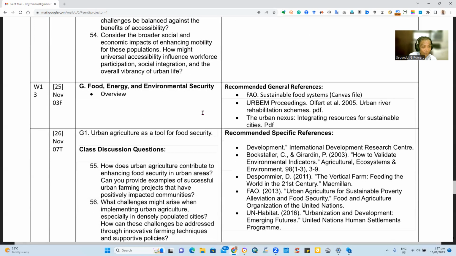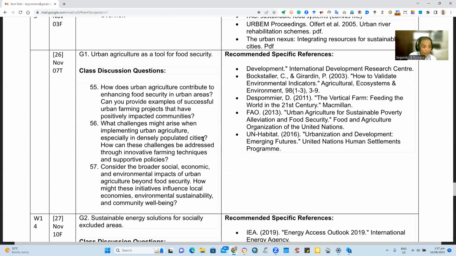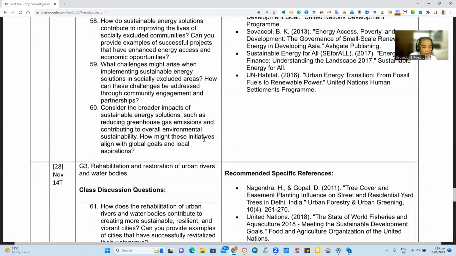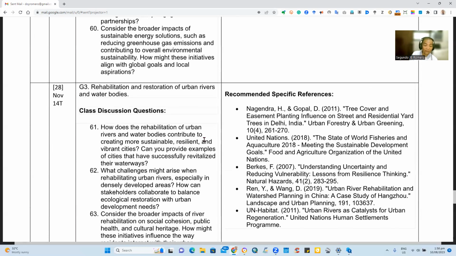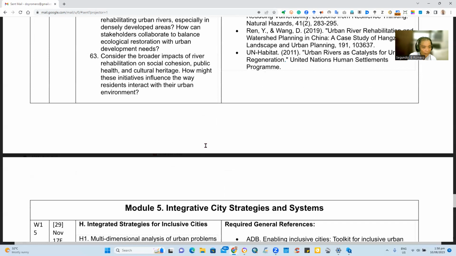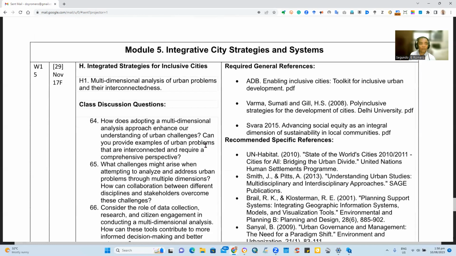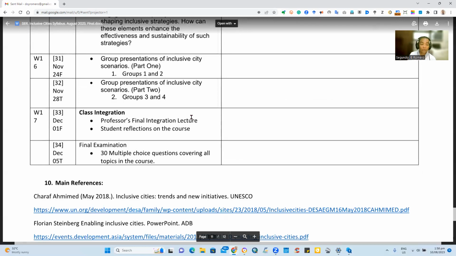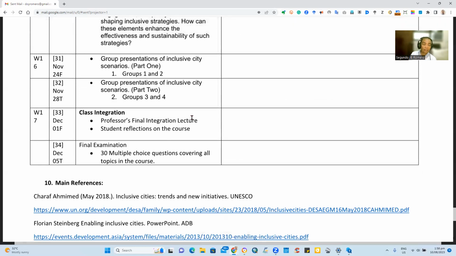Then we go into food, energy, and environmental security: urban agriculture as a tool for food security, sustainable energy solutions for socially excluded areas, rehabilitation and restoration of urban rivers and water bodies. And then we enter Module 5, where we have integrative strategies and systems. We look at multidimensional analysis of urban problems and their interconnectedness. We formulate inclusive development strategies. And this is where we present our group presentations, 2 sessions.